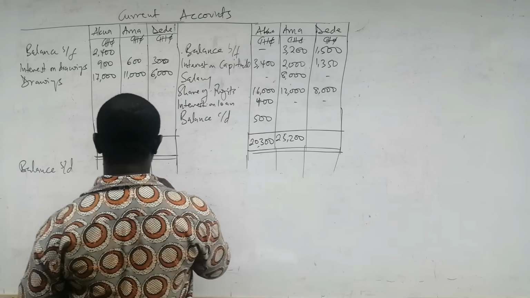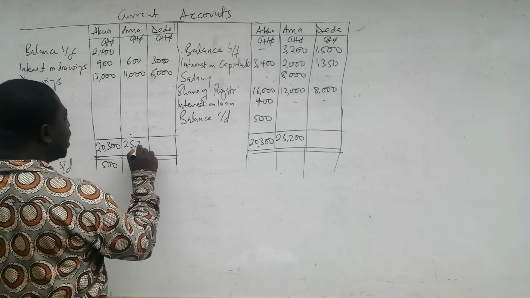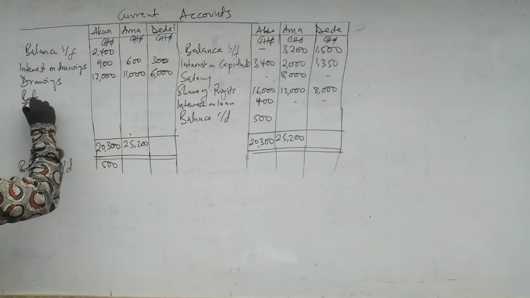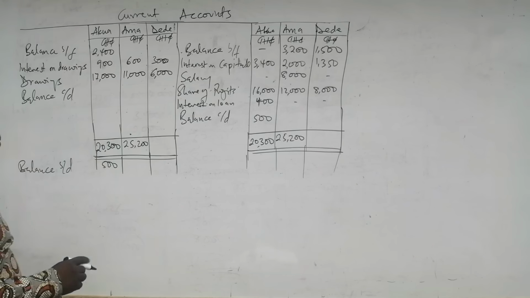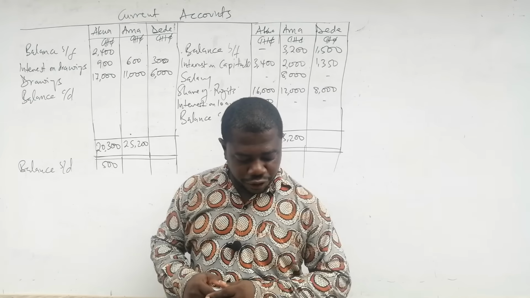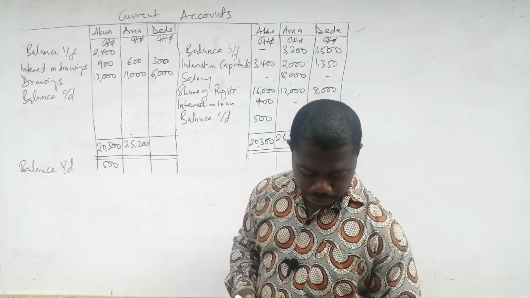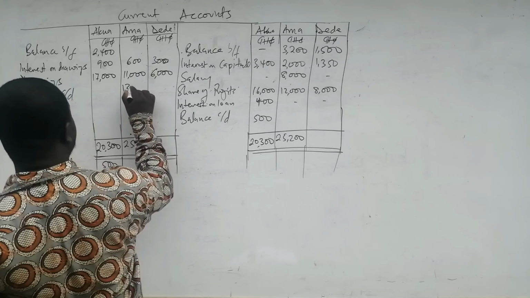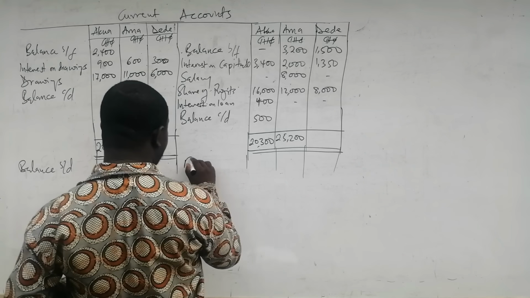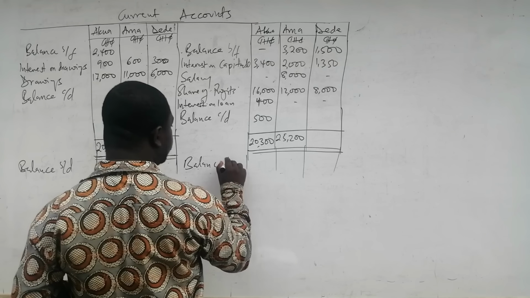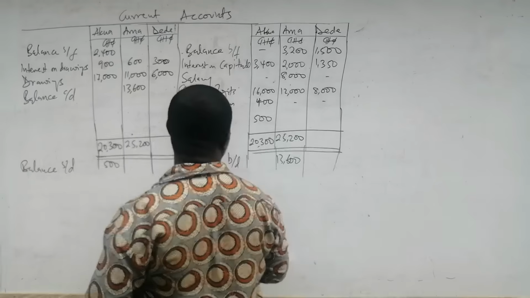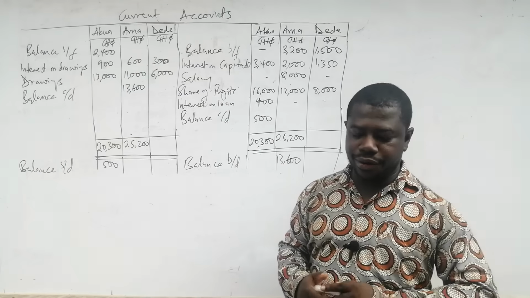So we put that there and we have to put the same amount here. And then we'll find the difference and we call it balance carried down. Now the difference is 13,600. So that is what we need to make it balance. So it will be a balance brought down of 13,600 on Amma's current account.